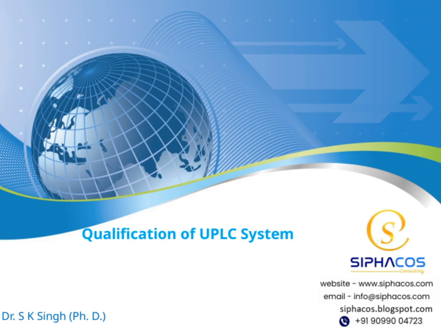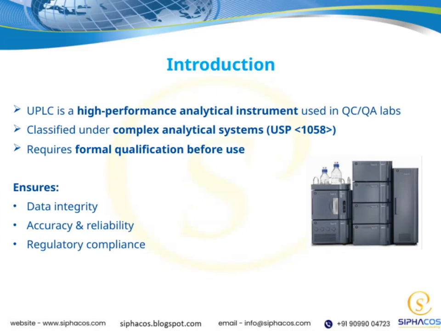Let's get started. Welcome to our discussion on UPLC, which stands for Ultra Performance Liquid Chromatography. It's a high-performance analytical instrument that we commonly use in quality control and quality assurance laboratories. Because of its complexity and precision, UPLC falls under the category of complex analytical systems, as outlined in USP 1058. Before we start using UPLC, it's essential that we go through a formal qualification process. This ensures that the instrument is properly installed, calibrated, and functioning as intended.